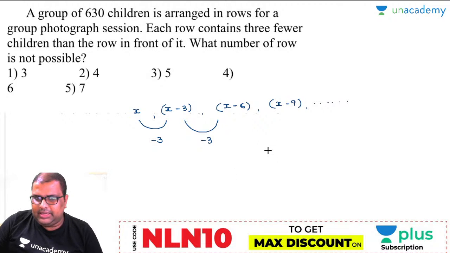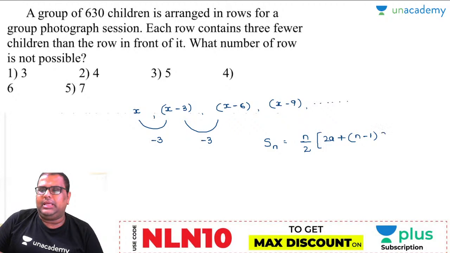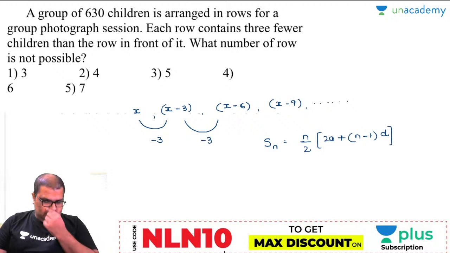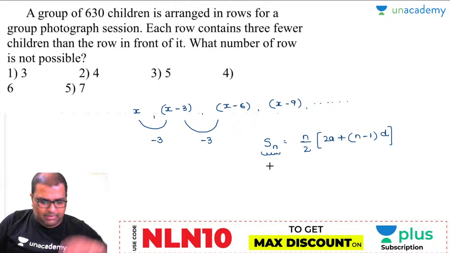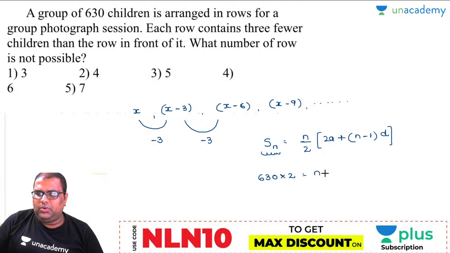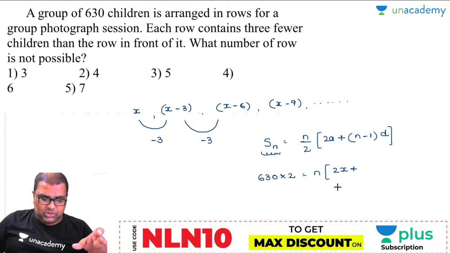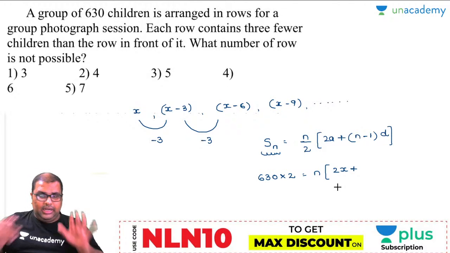Now closely observe, the sum of n terms in an arithmetic series is Sn equal to n by 2 into 2a plus n minus 1 into d. Sn is the total number of children, so Sn is equal to 630. 630 into 2 is equal to n into 2x plus n minus 1 into d. Now if you try to solve it directly, it will go into higher quadratic equations.